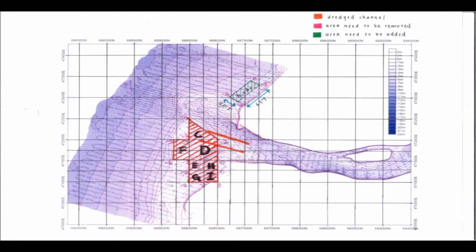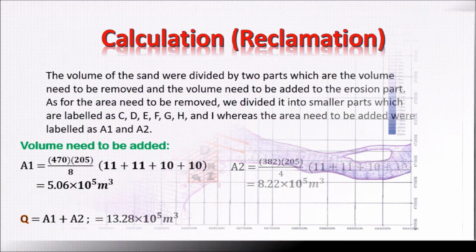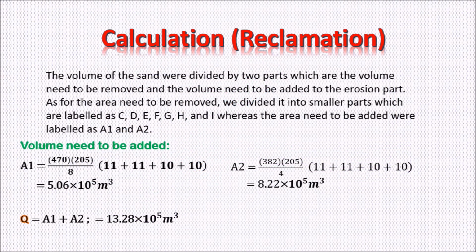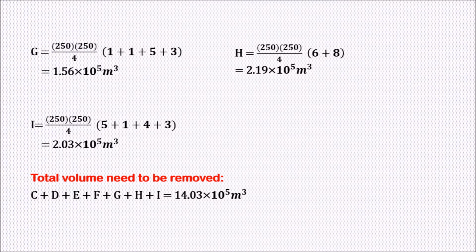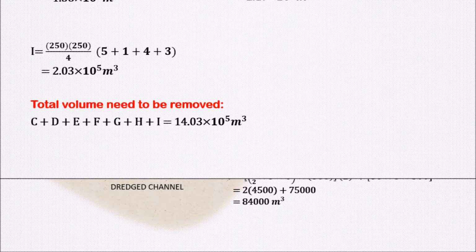This is our calculation for the volume of the sand that we need to be reclaimed. The volume of the sand was divided into 2 parts, which are the volume that needs to be removed and the volume that needs to be added to the erosion part. As for the area that needs to be removed, we divide it into smaller parts which are labeled as C, D, E, F, G, H and I, whereas the area that needs to be added was labeled as A1 and A2.